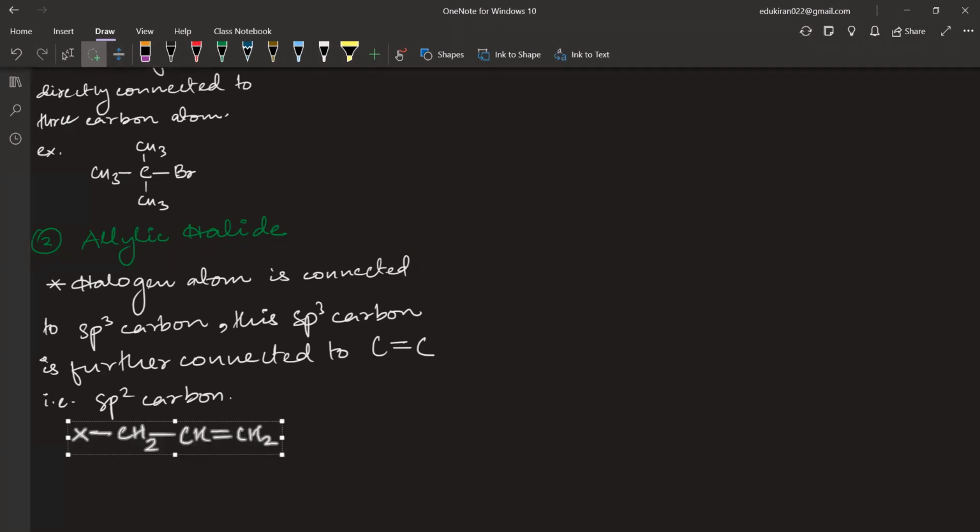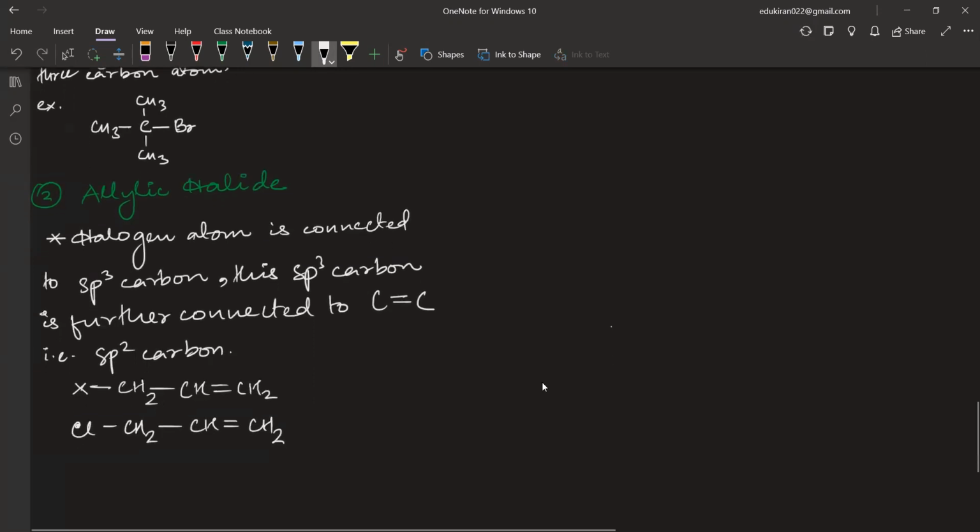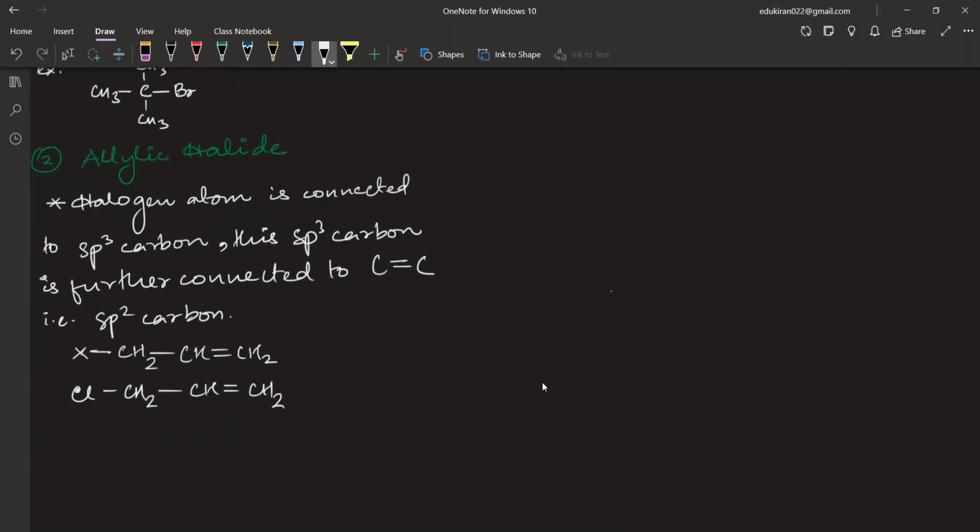Please read this statement carefully, and then write an example on your own. Halogen atom, fluorine, connected to sp3 CH2, further connected to carbon double bond carbon. Okay, can I write another example like this? You have a bromine atom here. It is connected to an sp3 carbon atom, and this carbon atom is further connected to a double bond. So it is going to be your allylic halide. This is also an allylic halide.